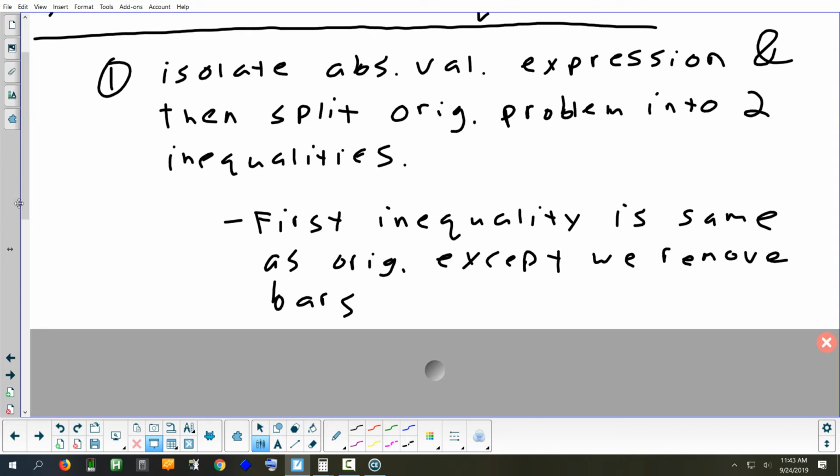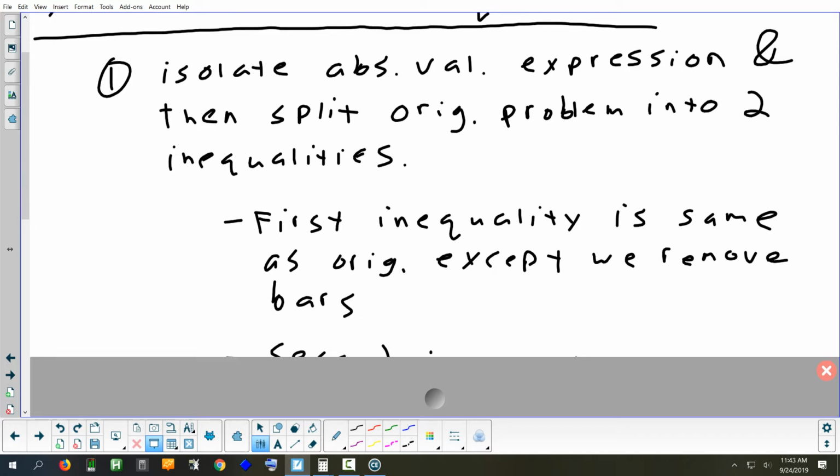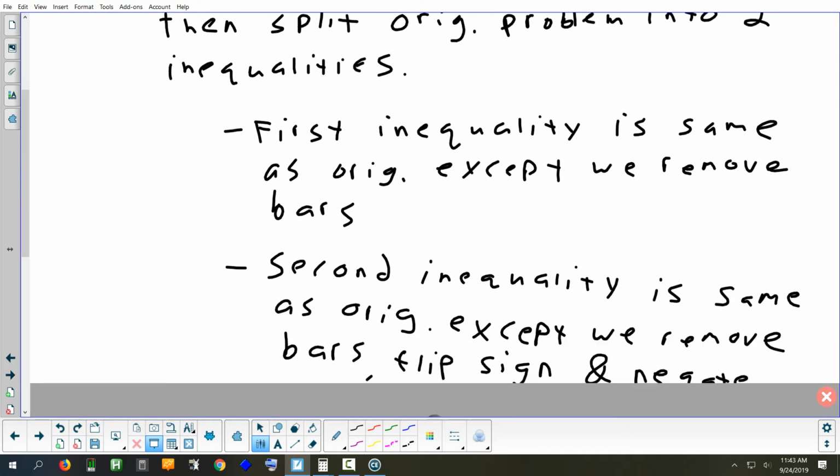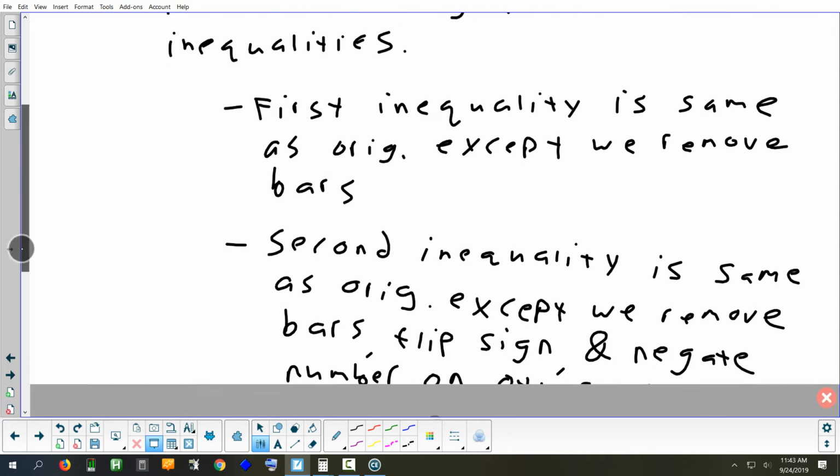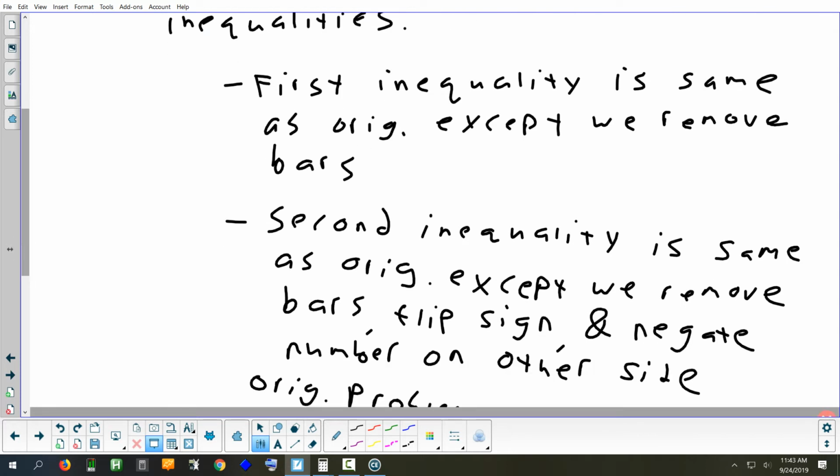It's exactly what we did yesterday. Now, for the second problem, what's the extra thing we had to do yesterday? Yeah, we made the number on the other side the opposite. Now, you're still going to do that. Second inequality is the same as the original. You're going to change the sign of the number on the other side, but that's the new step. Your other inequality has the sign flipped. Okay, so the second inequality that you get from an absolute value, take the bars out, make the number negative, just like with an equation, but also flip the sign.